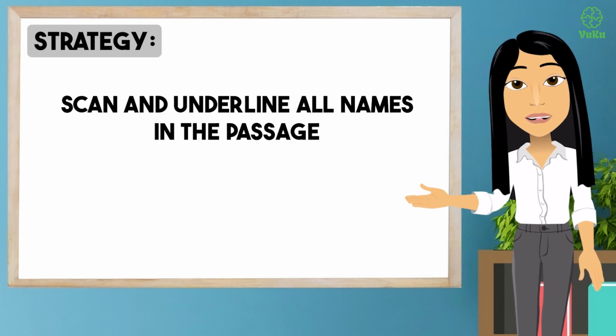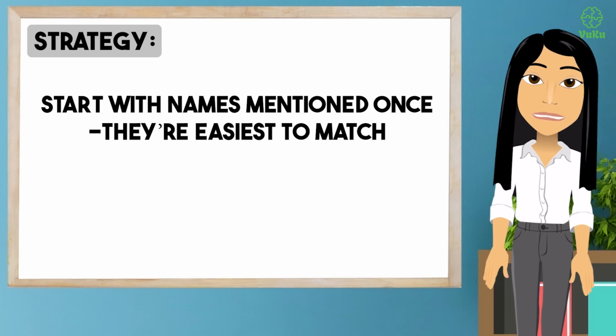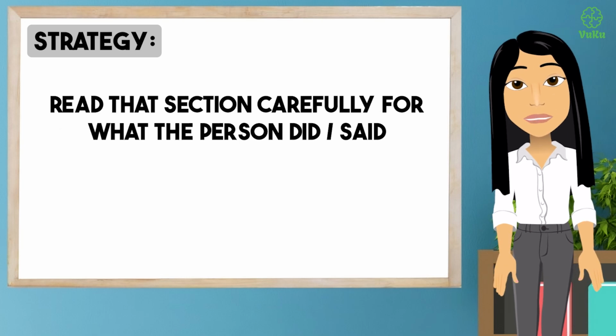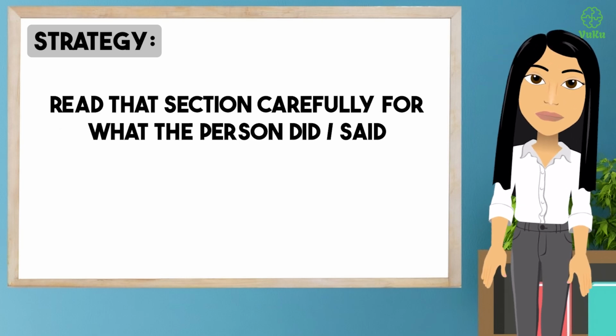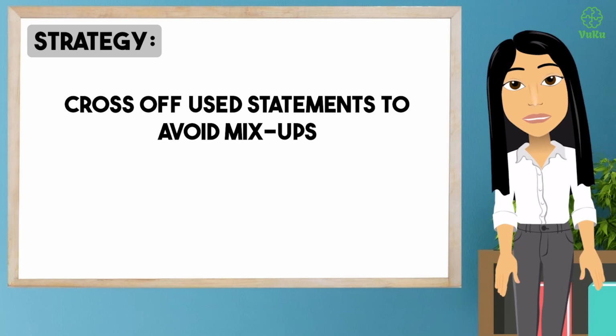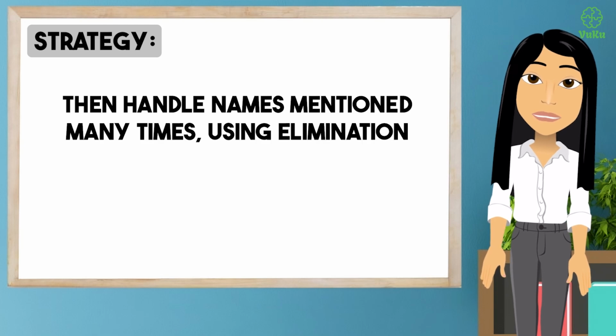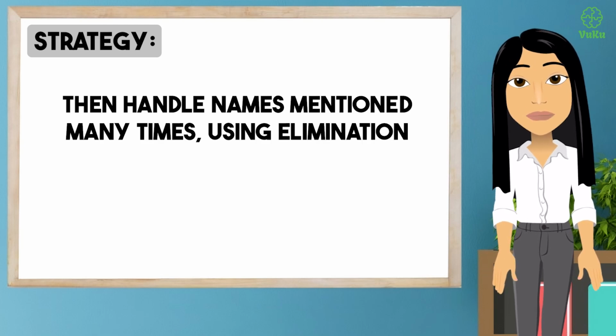Strategies: scan and underline all names in the passage. Start with names mentioned once. They're easiest to match. Read that section carefully for what the person did, said. Match the correct statement to the name. Cross off used statements to avoid mix-ups. Then handle names mentioned many times, using elimination.